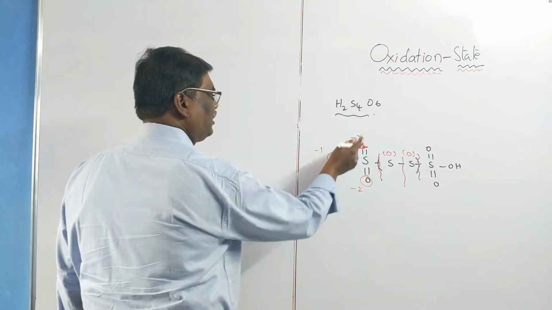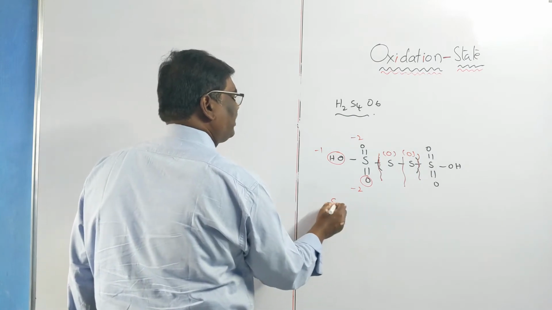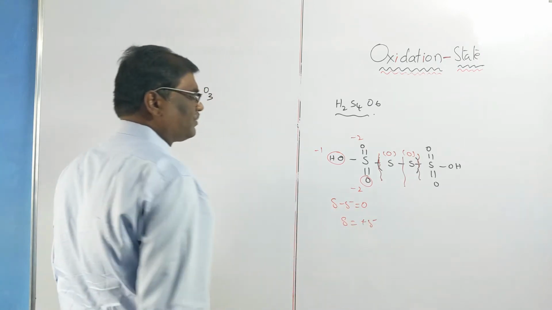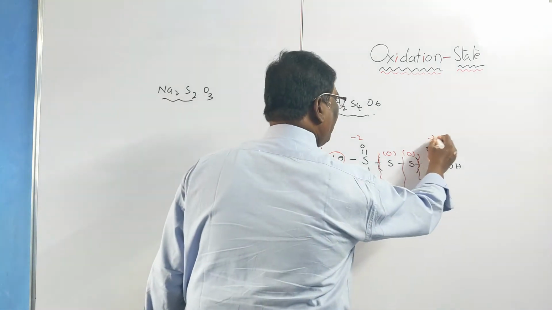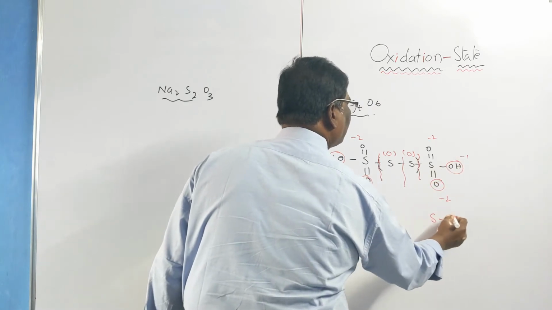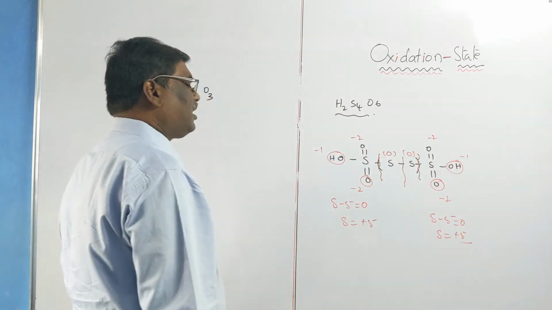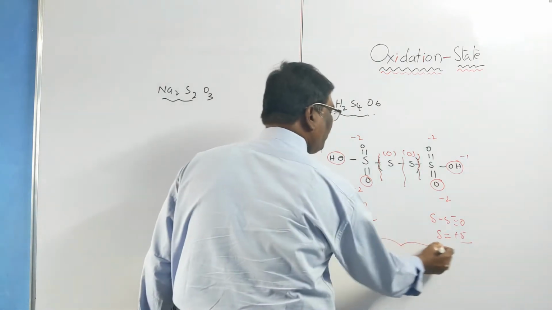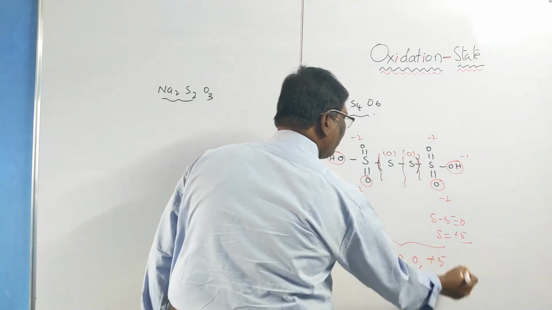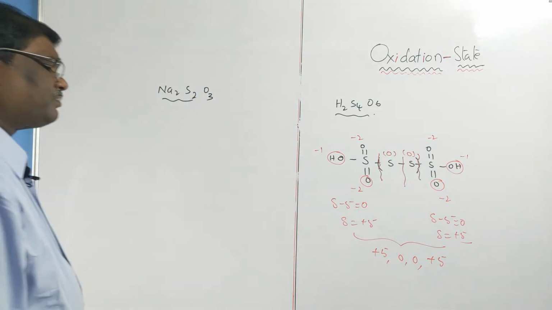So what is the total? -2, -1, -2. That means -5. So S minus 5 equal to 0. Yes, we are getting +5. Similarly, in this case, -2, overall -1, this is -2. So S minus 5 equal to 0, S equal to +5. Thus, the oxidation states of sulfur in this compound are +5, 0, 0, +5. Okay.